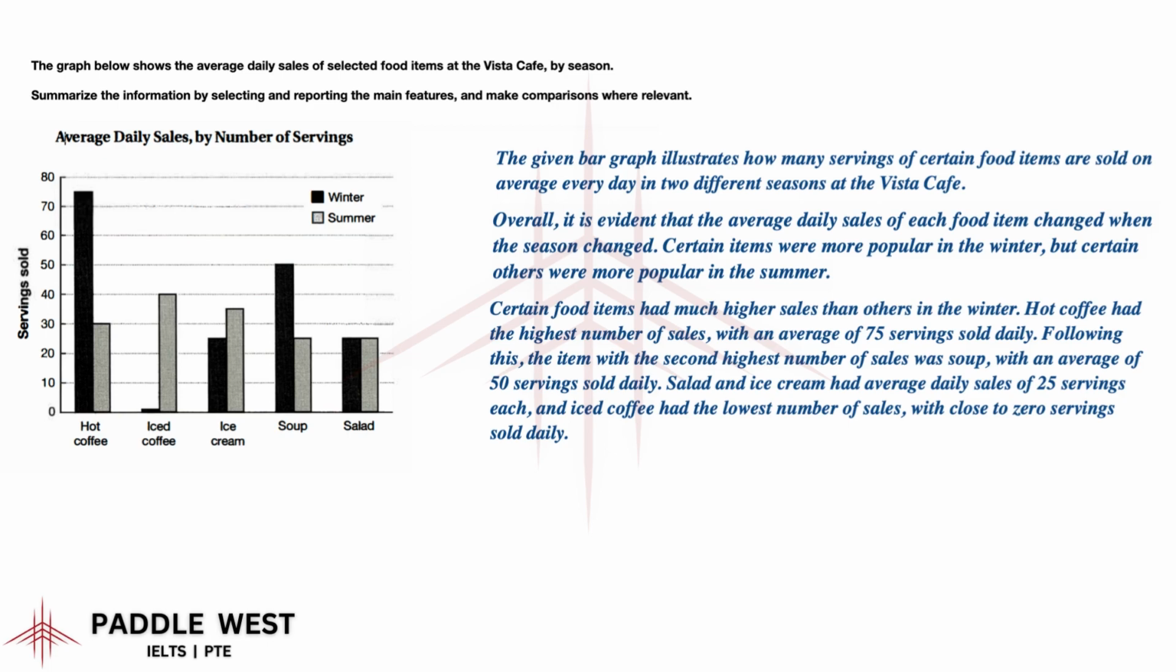Now, we will move to body paragraph 2. This will also start with an introduction line. This paragraph will be about the sales in summer, and we can make a comparison with winter sales. I would write a very good introduction line, which will cover both these aspects. Here we go. The sales numbers for each food item were different in the summer from what they were in the winter.